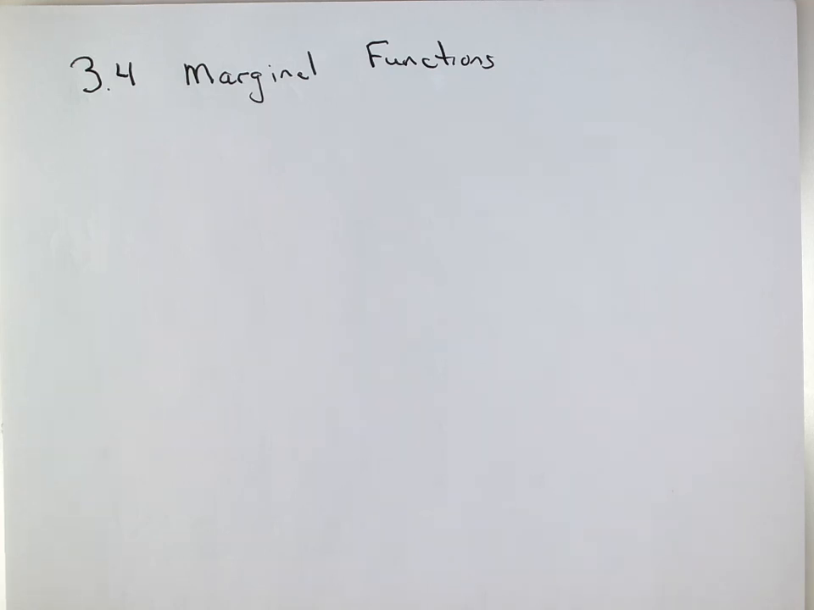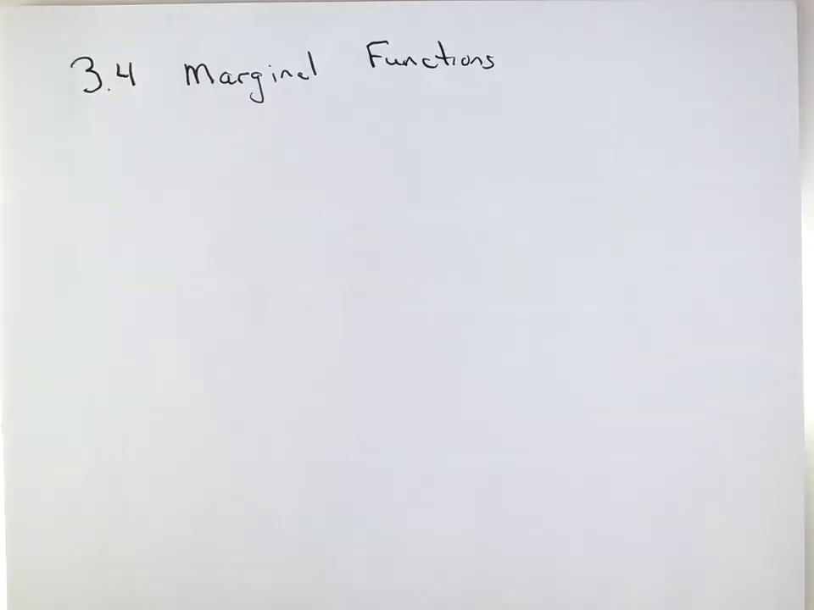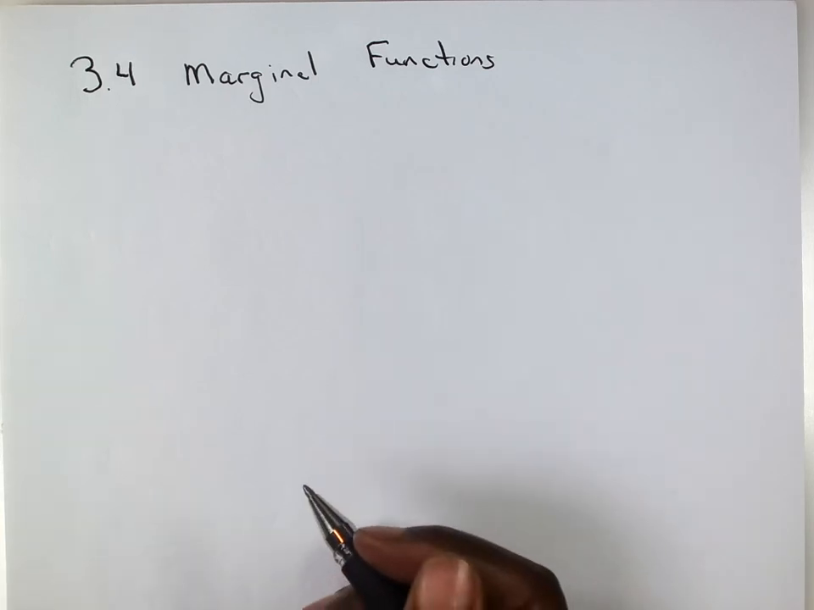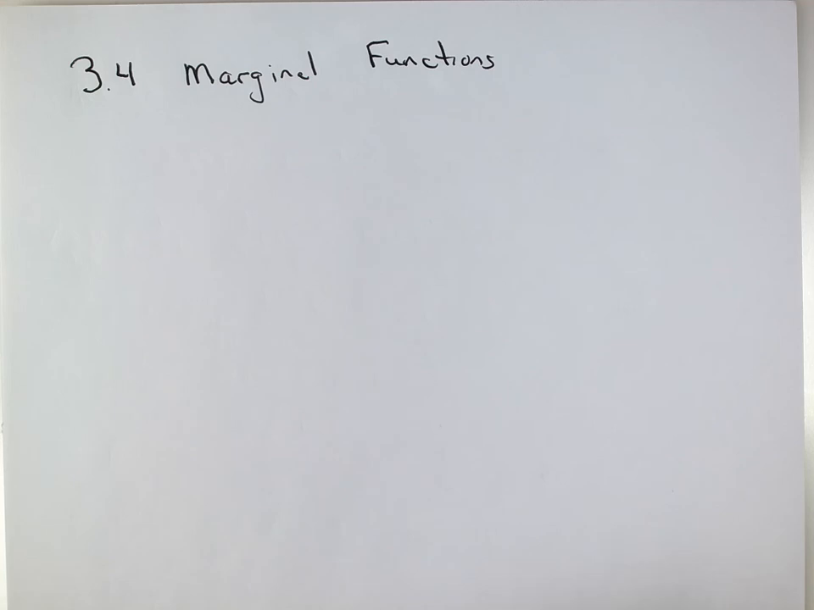So for section 3.4, we're going to talk about marginal functions. And marginal functions really are used a lot in economics. They're talking about the rates of change of different economic quantities. So this section actually has a lot in here. I just picked a couple of topics so that when you see them maybe in an economics class, they'll be familiar to you. So the first thing I want to do is look at a cost function.